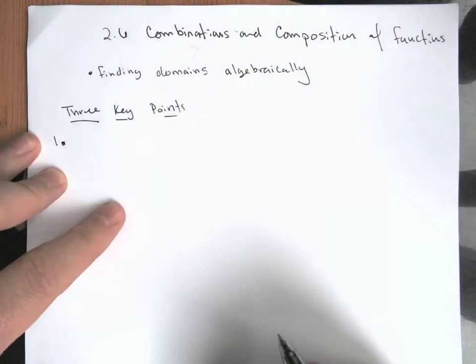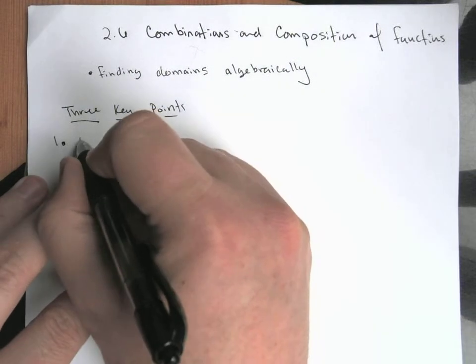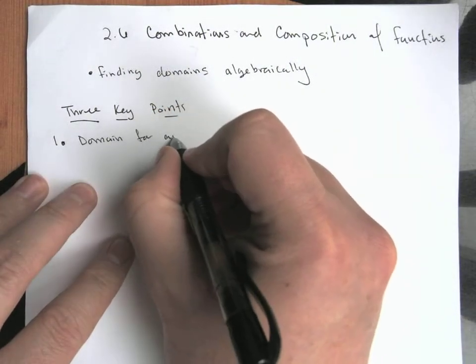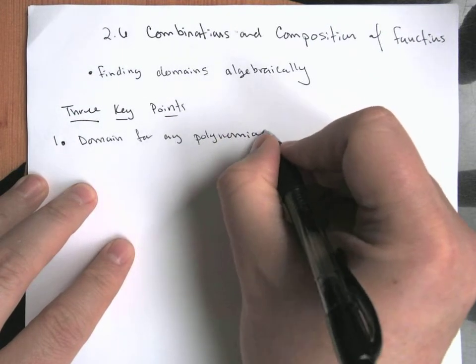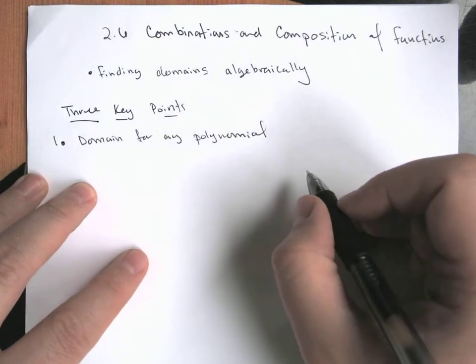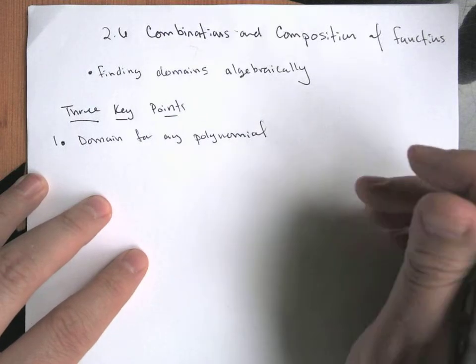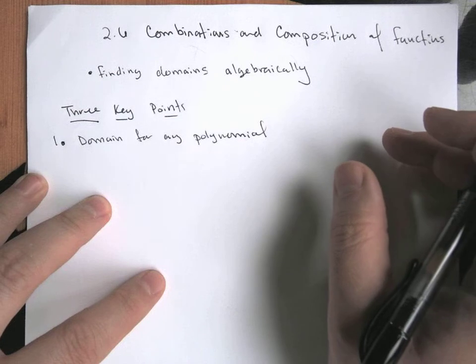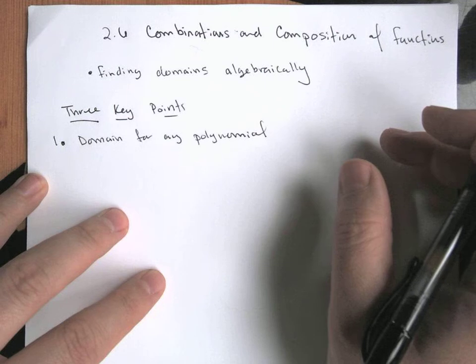And so point number 1, I guess if I said there's 3 of them, we should number them, is the domain for any polynomial, right? So the different polynomials we've been working with for a while, for the most part, any x value put into a polynomial is going to be fine. It's going to sort of go through the motions and it's going to give us some sort of number out of it. We're not going to run into any kind of math issues.